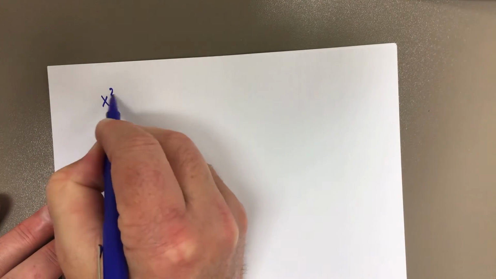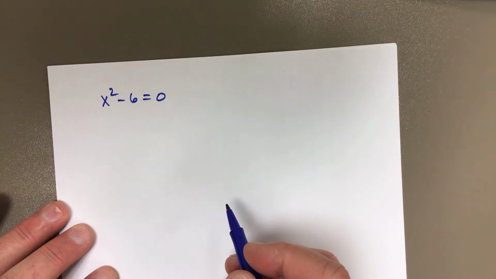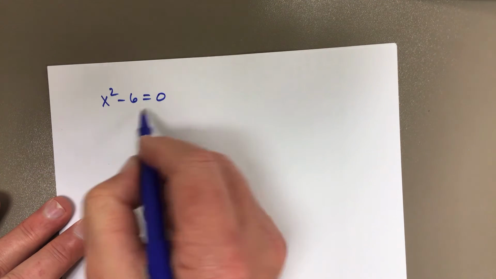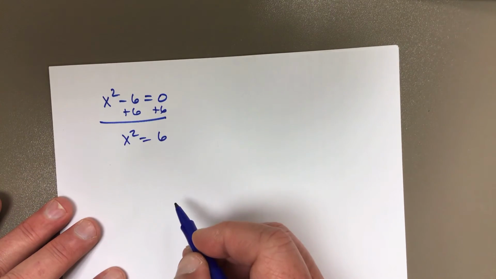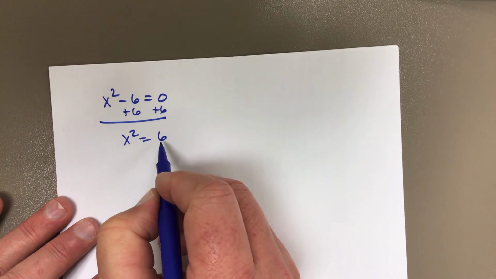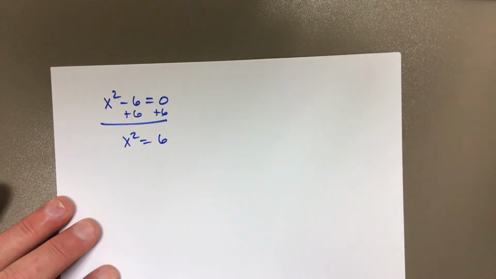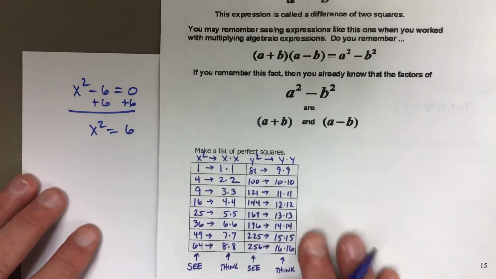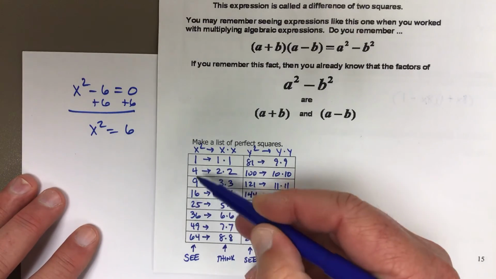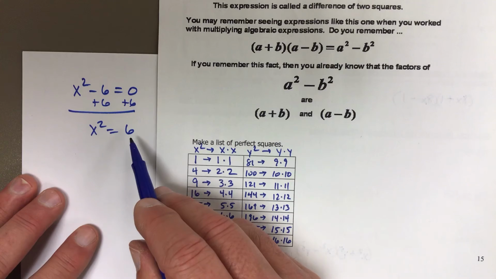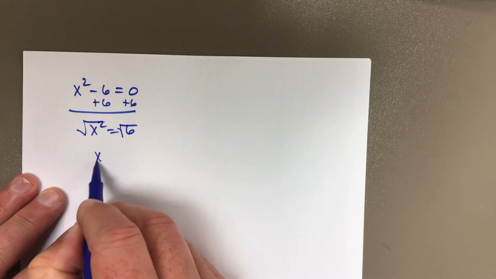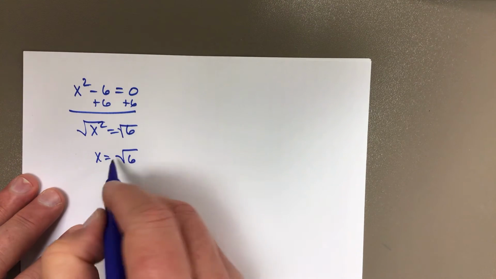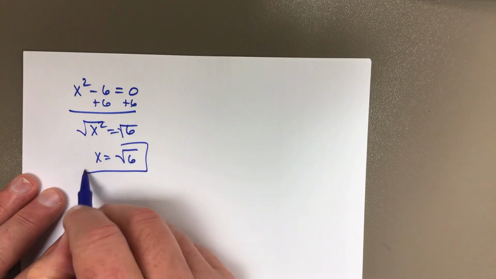Now, sometimes they're going to give us some that maybe aren't so pretty. And what I mean by that is something like this. So x squared minus 6 equals 0. So I'm going to add 6 to both sides. Well, x squared is equal to 6. If I looked back on my numbers here, I don't see 6 in this column, right? So this isn't a perfect square. So since it's not a perfect square, my answer is just going to be the square root of 6. Really, it's plus or minus the square root of 6, but that's okay. So this would be my answer.